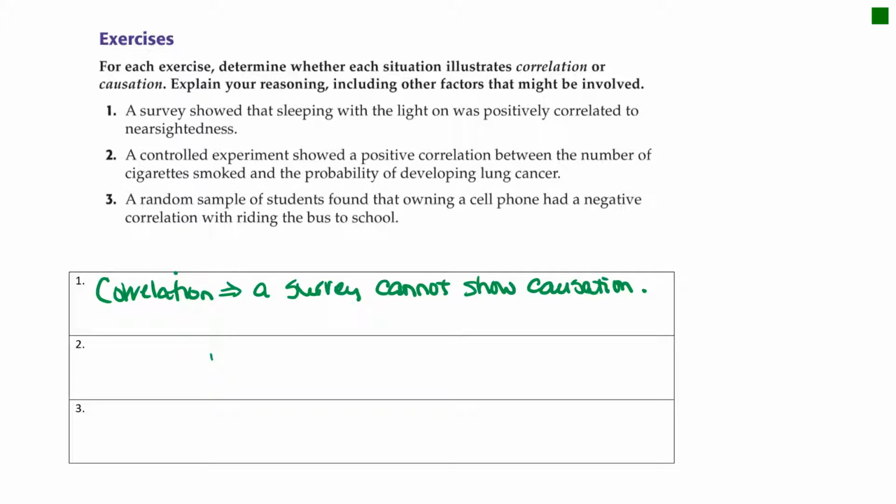But what are other factors that are involved? Personally, I do not know what causes nearsightedness. So we could have nearsightedness is a result of, let's just say, genetic factors. I don't know. If you know more about nearsightedness, go with that. It could be part of a disease. I truly don't know, guys. I'm going to be ignorant here.